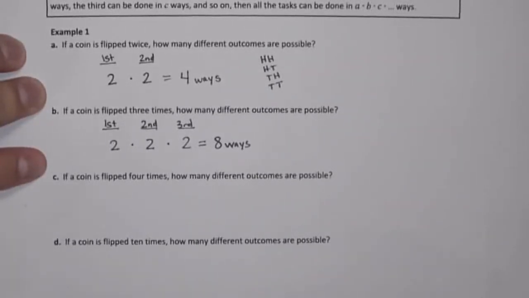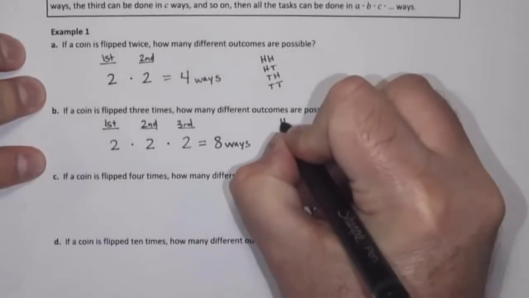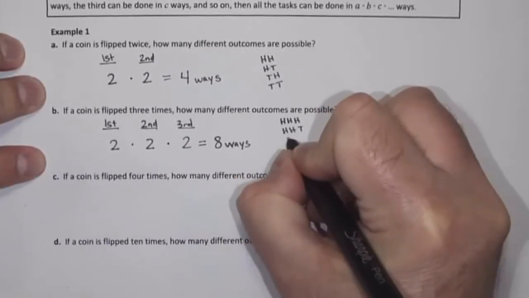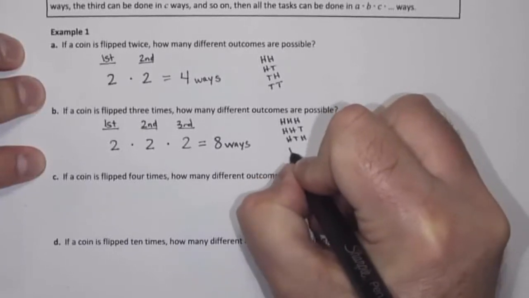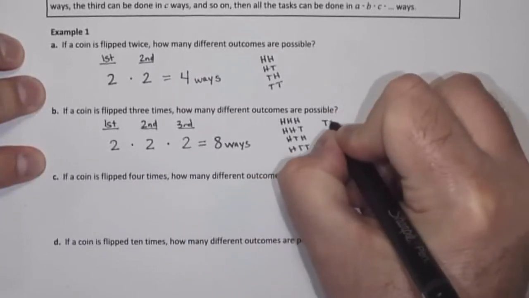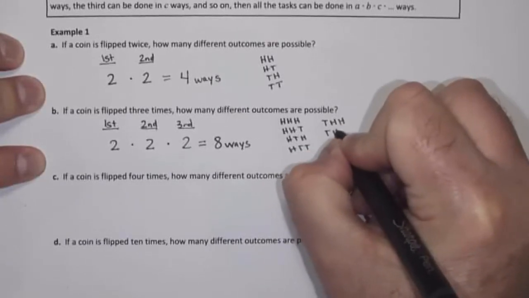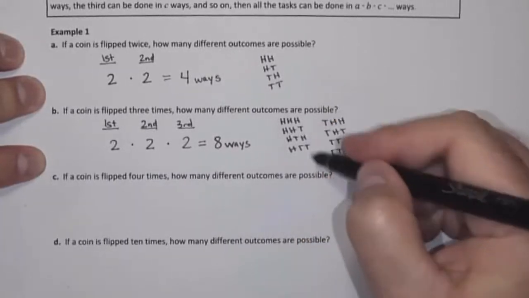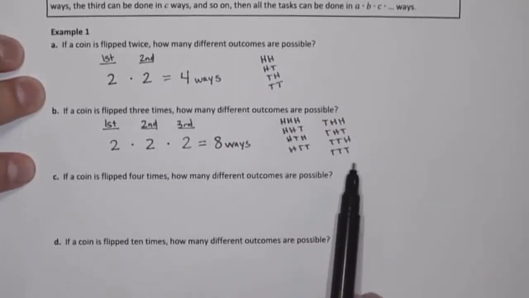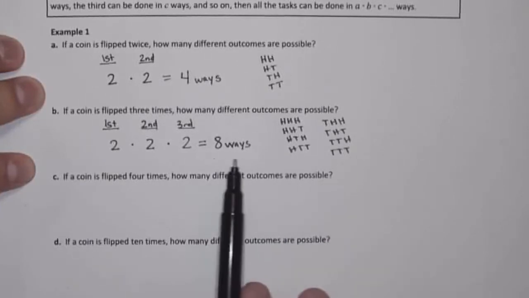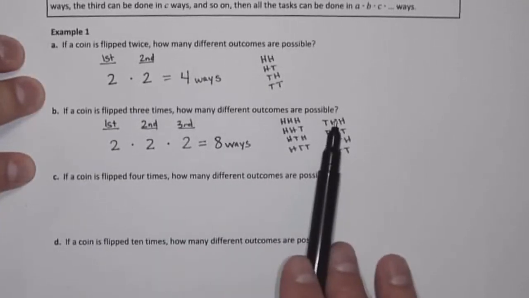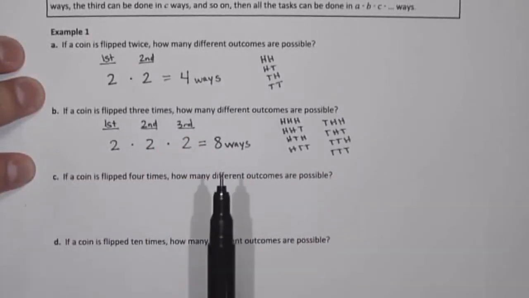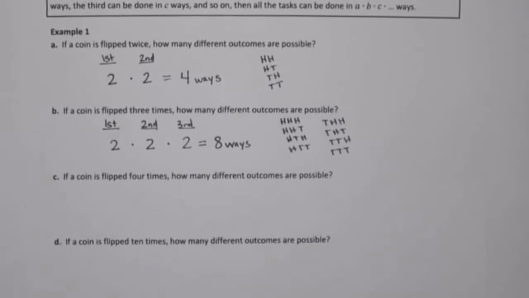And again, previously in a video, we actually listed those 8 outcomes. So they were heads, heads, heads; heads, heads, tails; heads, tails, heads; heads, tails, tails; tails, heads, heads; tails, heads, tails; tails, tails, heads; and tails, tails, tails. We literally listed those in a previous video. Here we didn't actually have to list them. We just needed to determine how many outcomes are possible. And we've determined by the fundamental counting principle that there's 8 different outcomes possible.